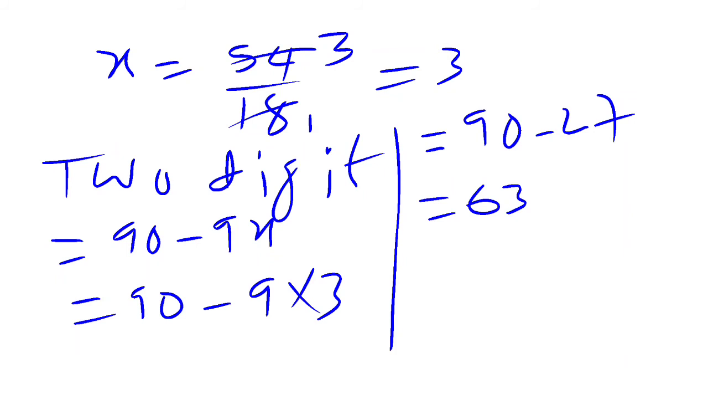So you can verify this answer. Just subtract 27 from this. 13 minus 7 is 6. 5 minus 2 is 3. So digits are reversed. So our required answer is 63.